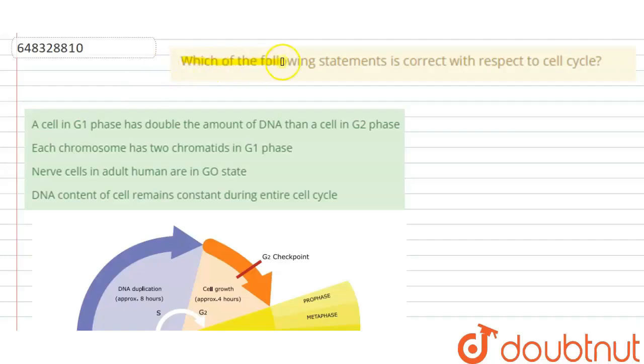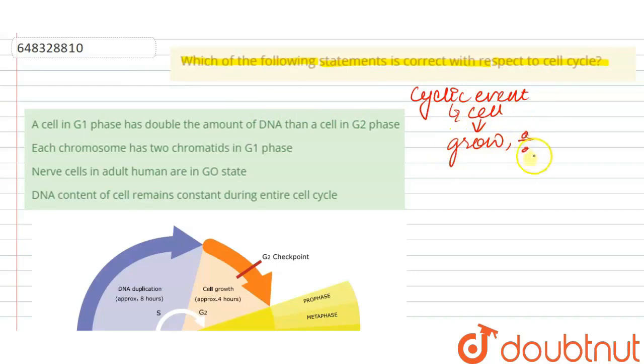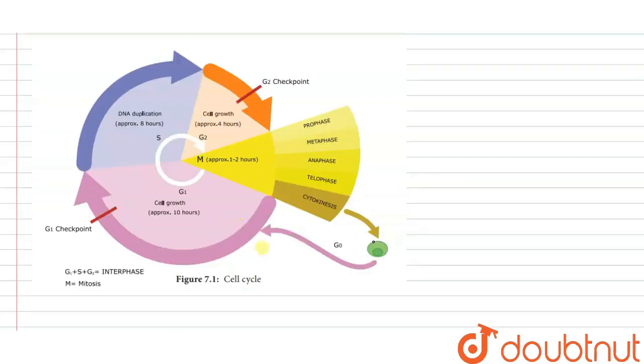Hi everyone. In the question it is asked which one of the following statements is correct with respect to cell cycle. So first and foremost, let's understand what a cell cycle is. Cell cycle is a cyclic event that occurs in a cell during which the cell will grow and then finally divide. So it has two phases. One is interphase and the other one is the mitotic phase.